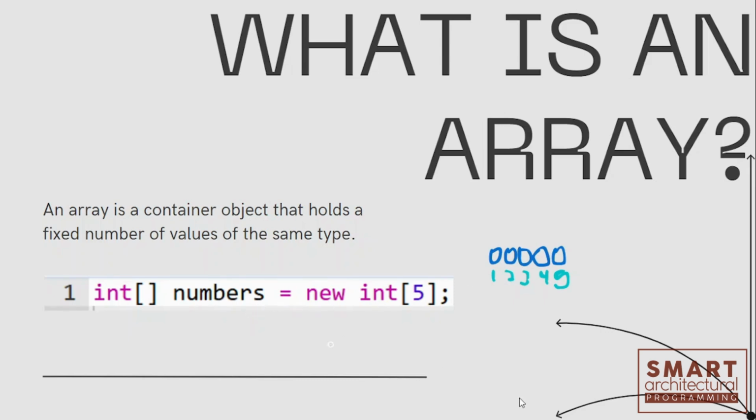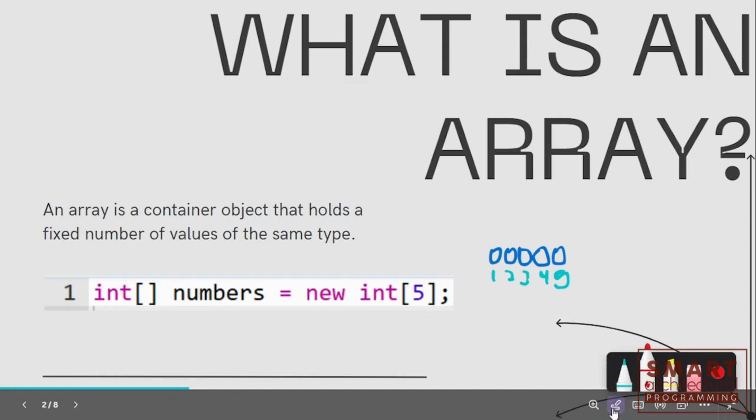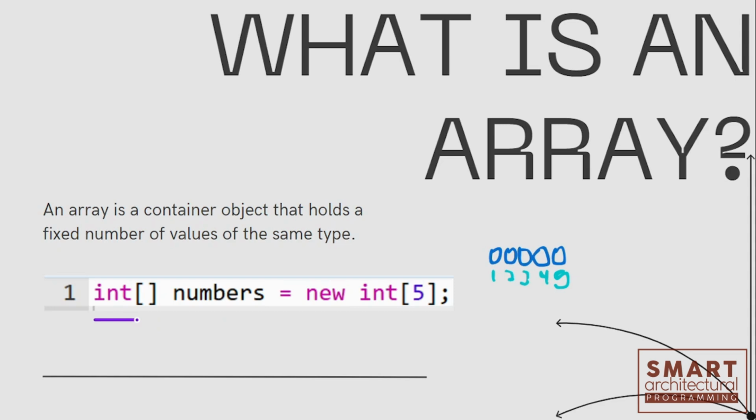Given that understanding that we just developed, let's focus on this code over here. You see this code here. We have an int with square brackets, then numbers equals new int 5. This line declares an array of integers, right? We tell Java that this variable is going to contain an array of integers, with space for 5 values.